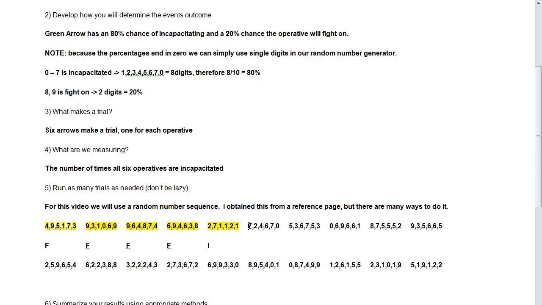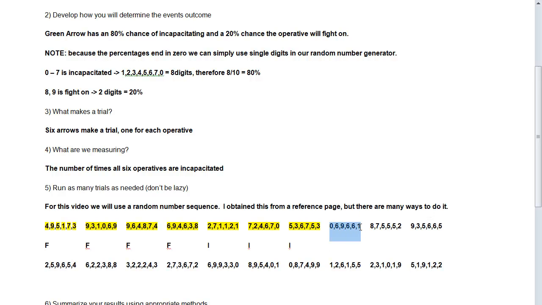All right, so again, look. Hey, look. No 8, no 9. So that makes me super happy. So this is going to be another one where they're all incapacitated. So that's good. Here, no 8, no 9. So these guys are going to be all incapacitated because Arrow is the bomb.